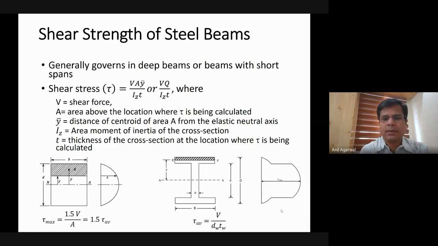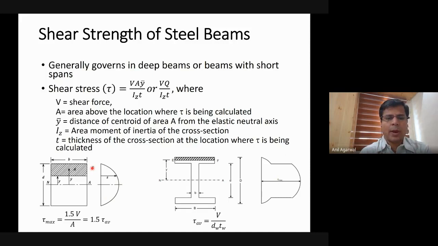So I'm just recapping that again, in case you did not understand that fully last time. If you have a rectangular cross section like this one, then the shear stress varies parabolically over the depth of the cross section. Do you understand how it varies like this parabola? The maximum shear stress is at the neutral axis, and on both sides it is less than that.